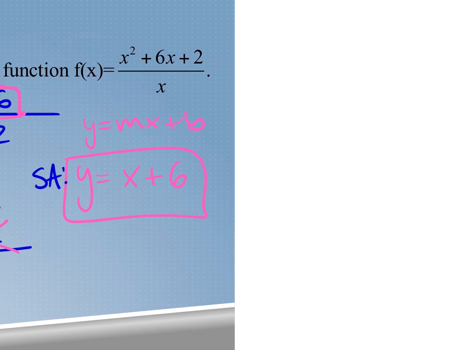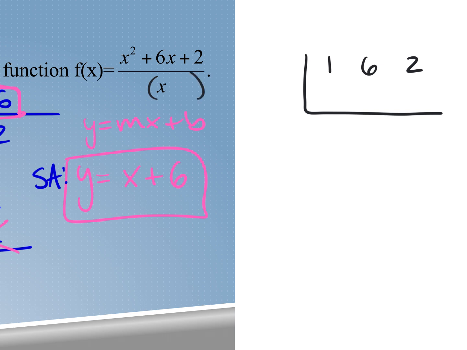Now, if you have an x squared on top and an x plus a number, x minus a number on the bottom, I'm okay with you doing synthetic division. For this one, inside the box, I have 1, 6, and 2. What do you think would go outside the box?